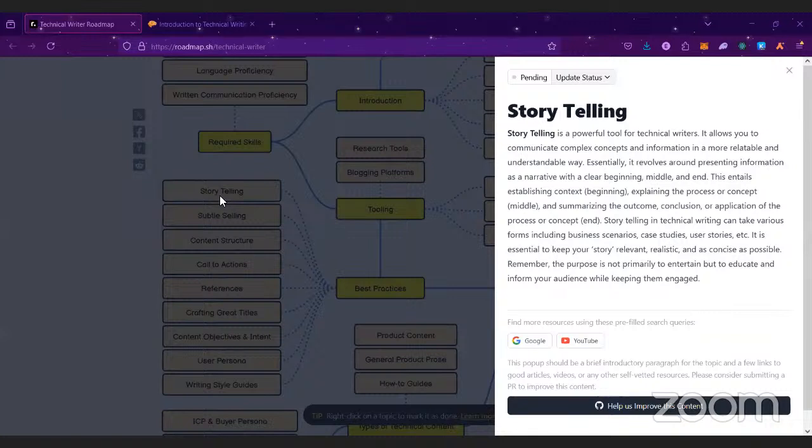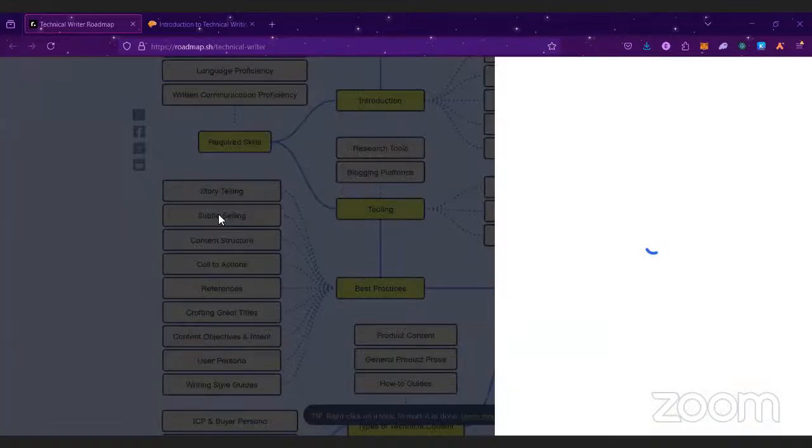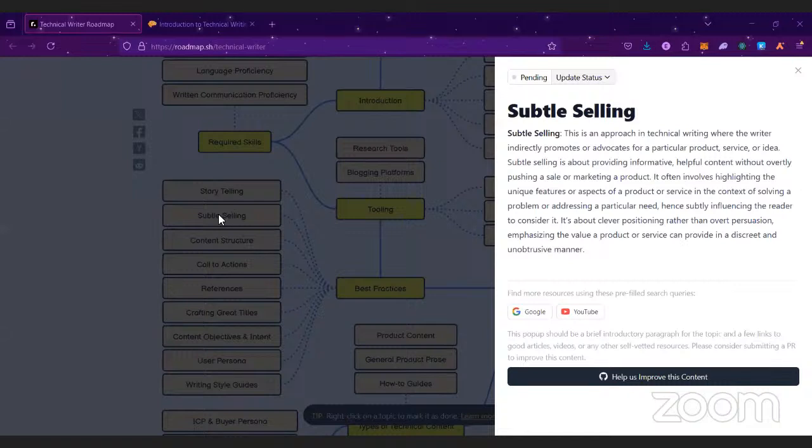And how is it a powerful tool? First, we are humans. We relate with stories, and it helps you break down complex concepts, right? It is presenting information in a narrative manner, from the beginning, middle to the end, such that people are able to remember. They might not remember the whole concept, but they can remember the story that explained the concept. Very important that every technical writer learns how to communicate using story. Also, there's a little bit of copywriting there, and this is called subtle selling, right?